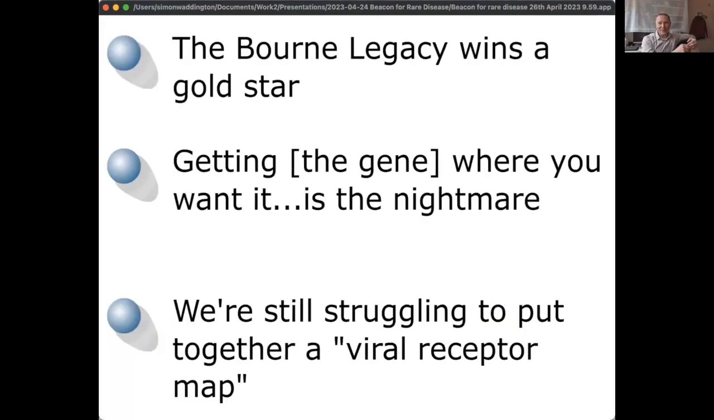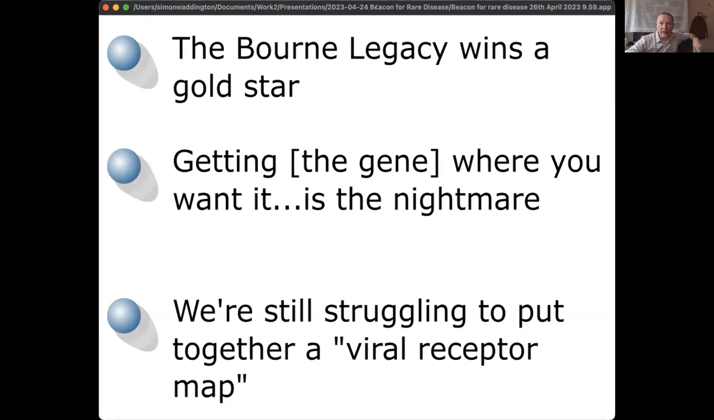It's The Bourne Legacy. So that really wins a gold star, because Rachel Weisz's character says, getting the gene where you want it is the nightmare. And that really is still the case in gene therapy. It's still difficult to target exactly the cells that are affected. We're getting better at it over time, but it's still work in progress as we improve our ability to get the DNA or the correction to the right cells.